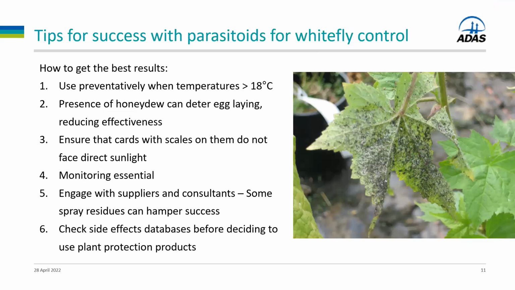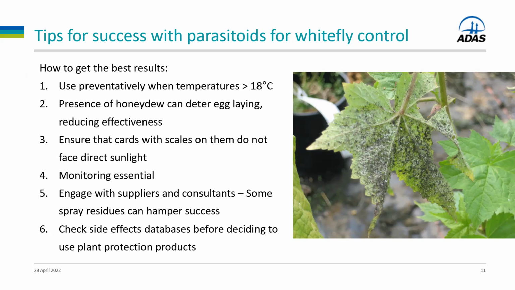So just a few tips for success with parasitoids for whitefly control. Using them preventatively, like many biocontrols, when temperatures are sufficiently high. They will fly at slightly lower temperatures than 18, but 18 is a good round temperature for things to be effective, and days like today are below 18, but in ambient crops, I'd still be putting them in at this time of year where you've got a whitefly risk or whitefly population, because hopefully we don't get many days below 18 degrees at this time of year under glass and tunnels.